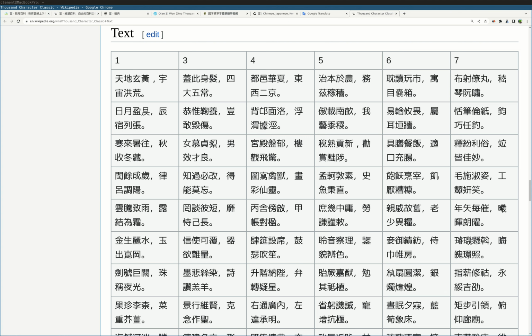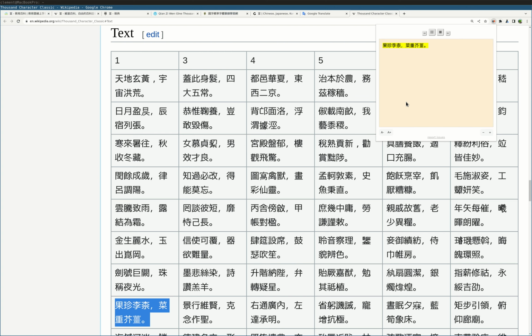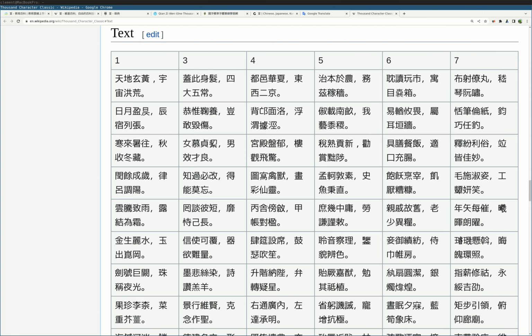It's in comparison with the fruit. The valuable fruits are the plum and also apples. So we have the whole sentence like this, read like that: 果真李奈菜种芥姜. This means that the fruit and the vegetables are just compared together.